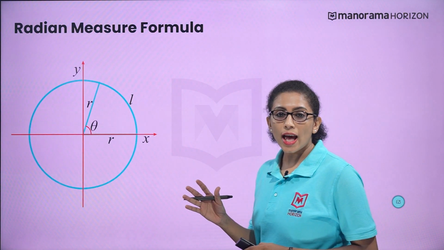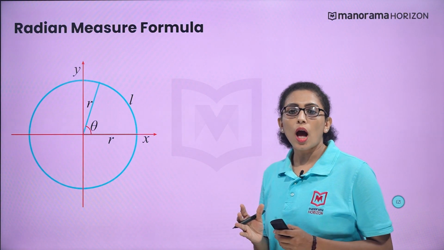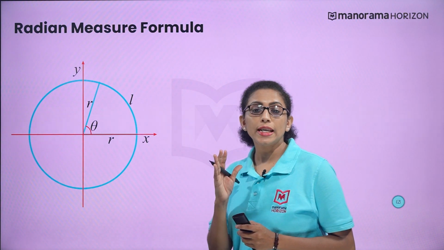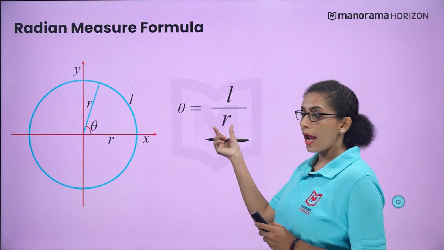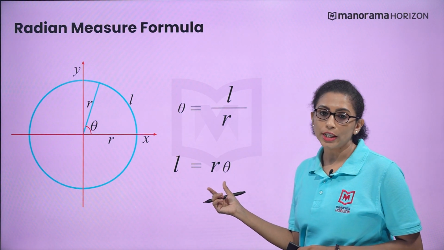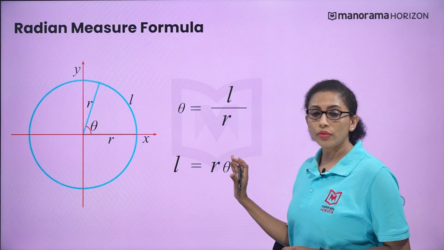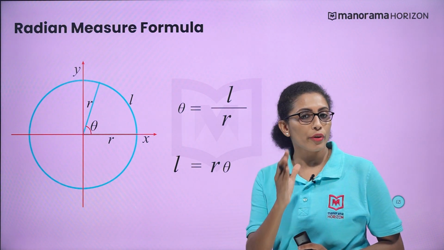If theta is the angle subtended at the center, we know equal arcs of a circle subtend equal angles at the center. Therefore, theta is equal to L by r. From this we can write L is equal to r into theta, and this is a relation connecting arc length, radius and radian measure.